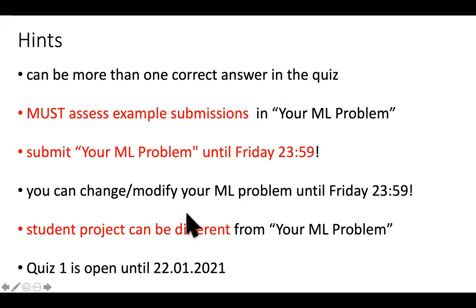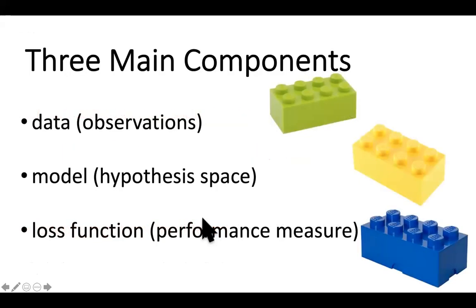Good, so let's now get into it. You can ask questions, but maybe I now start to go over the content of today. Again, one of my key messages to you in this course is that you can think of machine learning and machine learning methods as combinations of three components. First component, data. Second component, a model or a hypothesis space. And third component, a loss function, which is used as a performance measure.